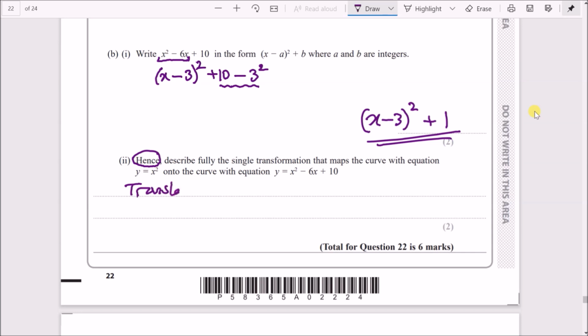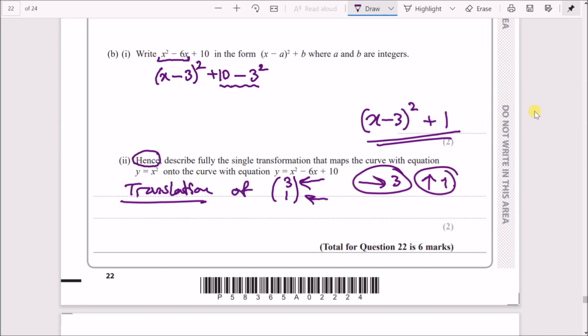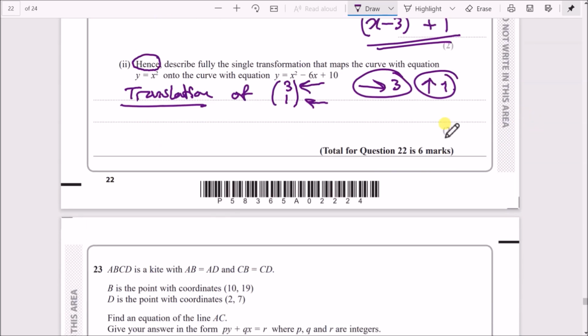Okay, so that's one mark. You say the word translation because translation means a movement. And you say a movement what? You can say a translation of (3, 1). Now this vector means that, well, the 3 means that it's moved across the x-axis by 3 points, and the 1 means it's moved across the y-axis by 1 point. In other words, it's gone 3 to the right and 1 up. And that's exactly what this means. Yeah, and we're good here, guys.